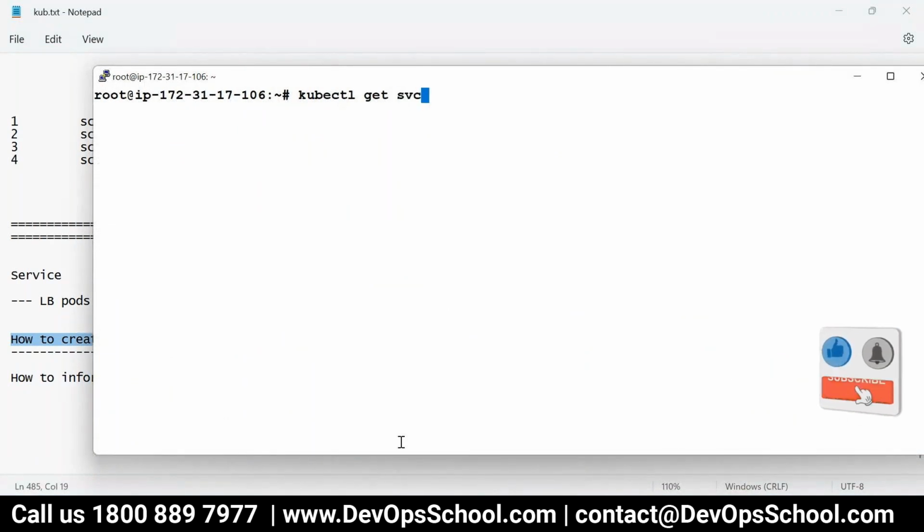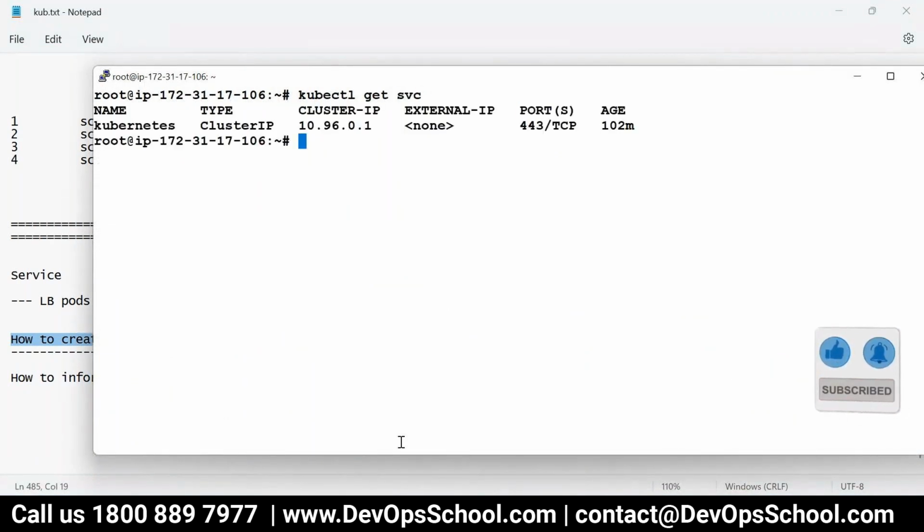SVC means shortcut. Okay, so I have one service already available. Now, guys, this is an assignment. If you tell me why this service is available, I did not create it, by the way. What are the use cases of it?